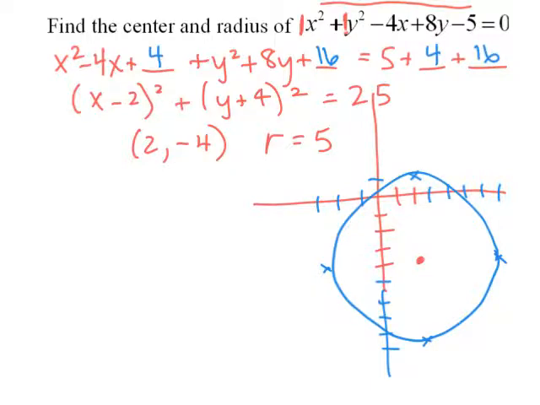And pretty much your homework is going to be looking at problems like these. The hardest ones you'll get is where you are completing the square twice, so you can convert the general form to the standard form.